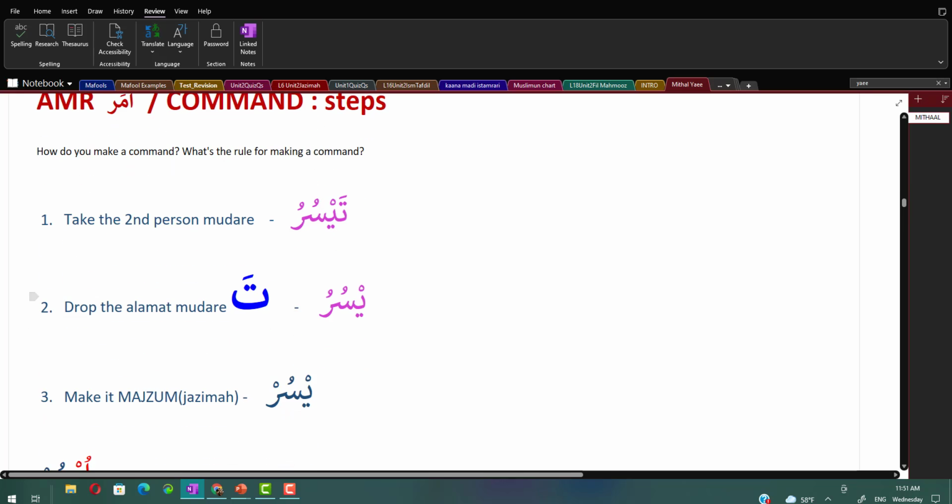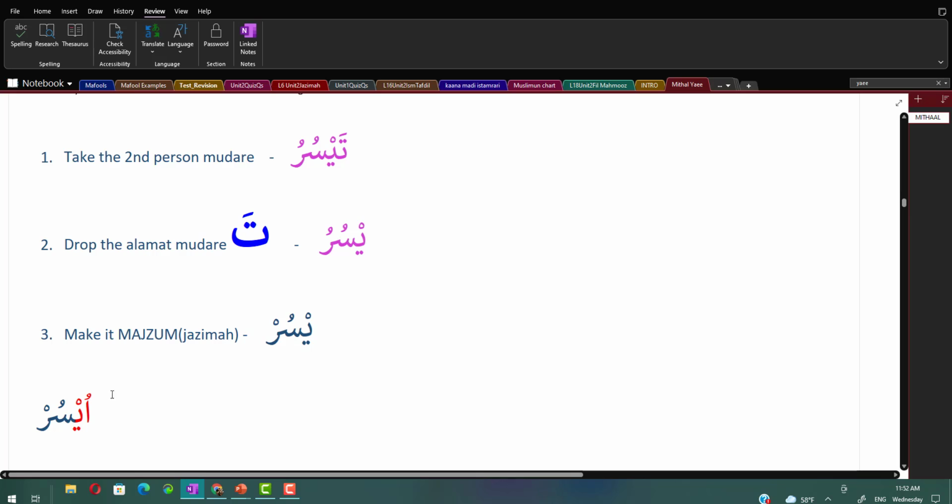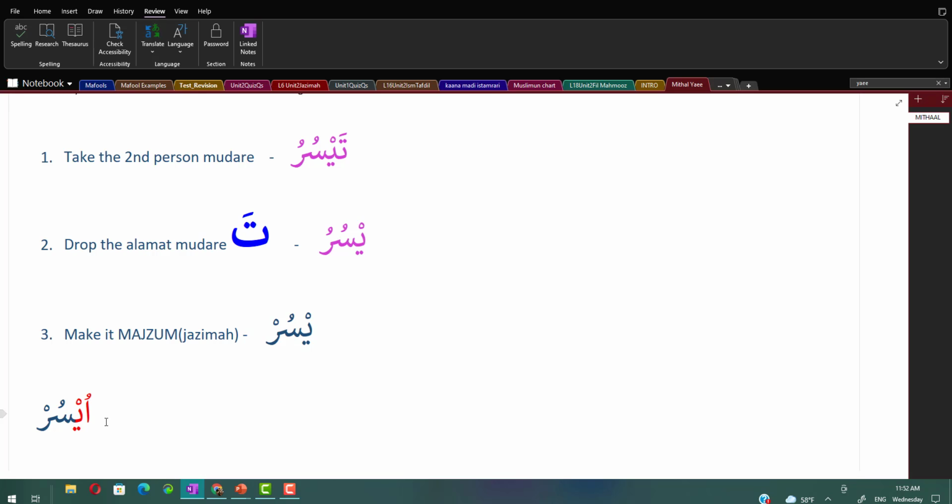Now for the command, you take the second person mudari, taisuru. Then you get rid of the alamat mudari ta and you make it majzoom. So it becomes something like this. Now you cannot pronounce this. So what are you going to do? You're going to take a hamzatul wasl, and the i'rab of hamzatul wasl depends on the middle letter. Since it has a dhamma, hamzatul wasl will also have a dhamma, and it becomes uisur. Does it sound weird to you? Uisur. Remember the rule of Arabic? There is no ui or u sound in Arabic, right?